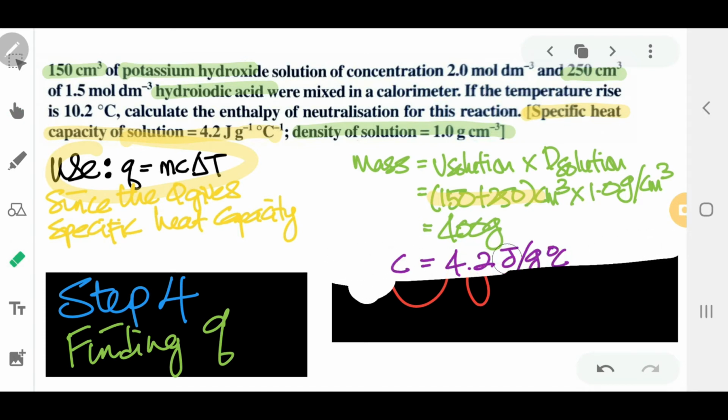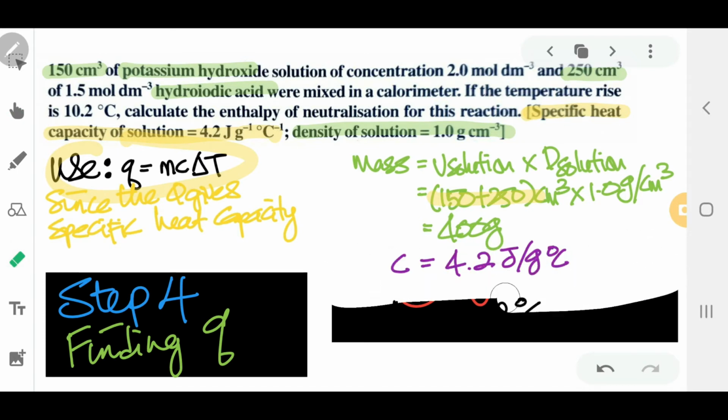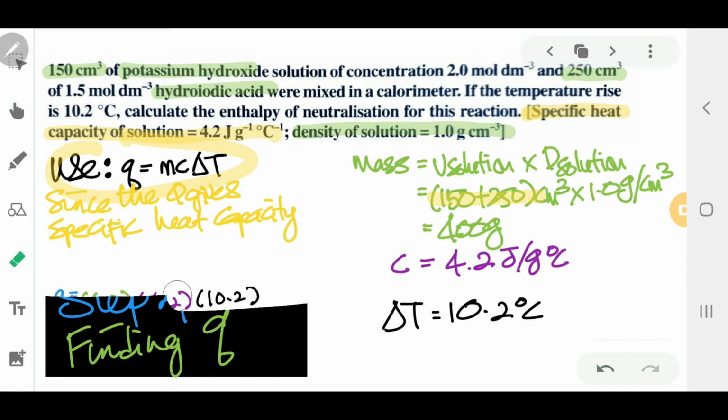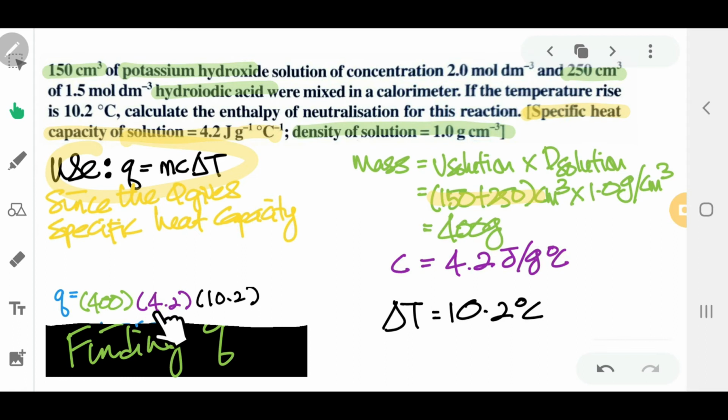Then the specific heat capacity is given to you, and you have the delta T as well, the change in temperature, which is 10.2 degrees Celsius. We're just going to take all of this information and substitute it into the formula like this. Then you get Q equals 400 times 4.2 times 10.2. So this is the change in temperature.